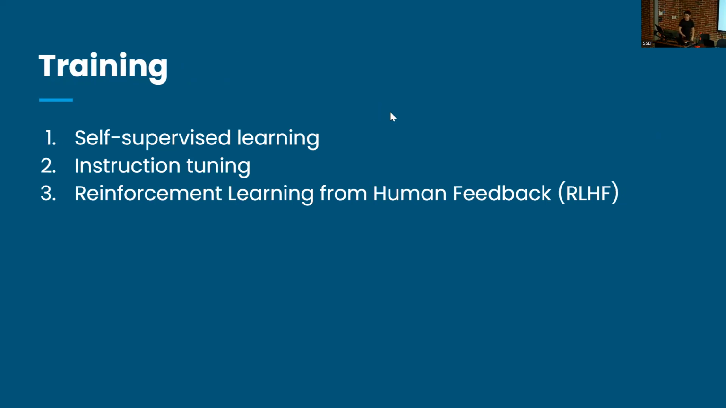Okay, so now that we know that, how are these models trained? They're typically trained in 3 stages. The first is called self-supervised learning. The second is called instruction tuning. And the third is called reinforcement learning from human feedback, or RLHF.